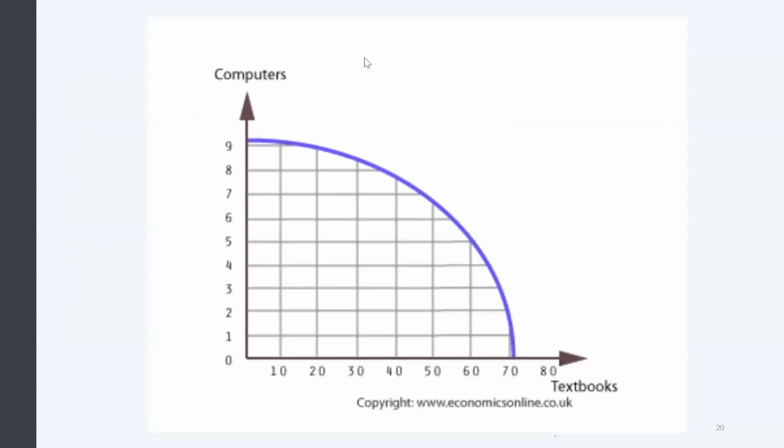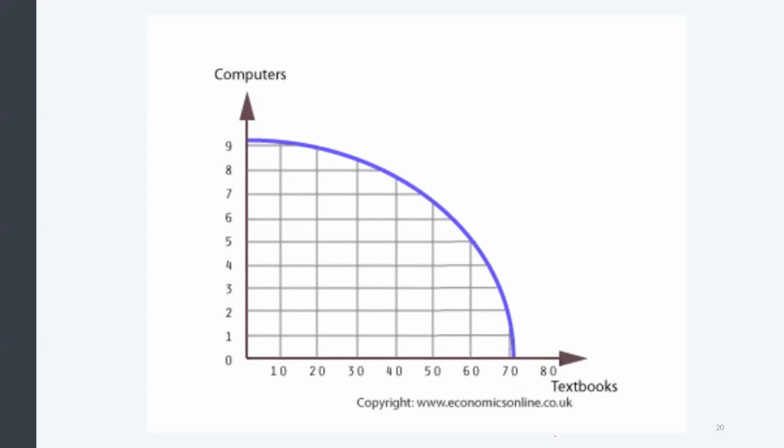You are usually not asked to plot the PPC. That's not something they might ask you to do. But they will give you the graph, and then they will ask you certain questions about the graph that you're looking at. They'll ask you, how do I show choices made on the graph? How do I show opportunity cost on the graph? How do I show efficiency or inefficiency on the graph? Or what does the graph actually represent? So the first question, what does the graph represent?